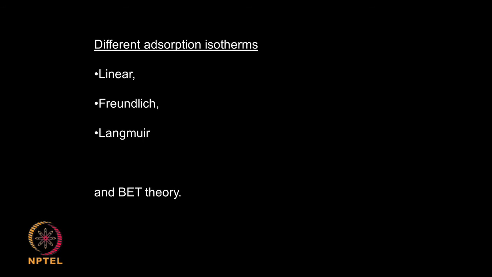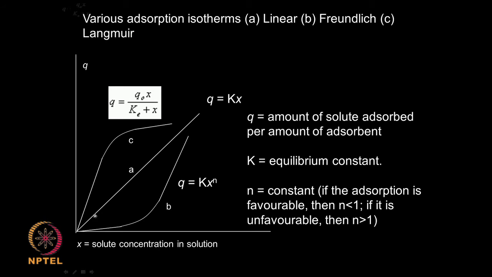Let us not go too much into that, but these 3 types of adsorption take place. If I plot on the x axis the solute concentration in the solution, we call it x, that is the concentration of the adsorbate in the solution. On the y axis, the concentration of the solute in the adsorbed, that is, solid phase. Q is the concentration of the solute in the adsorbent, that is in the solid. X is the concentration of the solute in the solution.